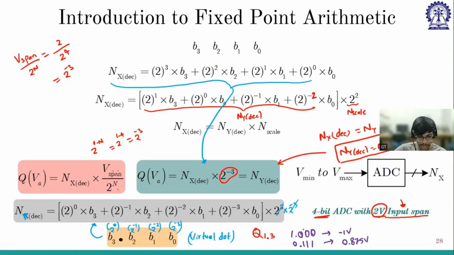If you remove the dot and substitute here, you will still get the same value. Say 0.111, which is 7 into V span by 2 to the power 4. So it is 7 by 8, sorry, 0.875. So instead of doing all this, I am forming it in such a way that I keep a virtual dot, and by directly calculating the value, I get the actual analog quantized voltage. So I am just putting a virtual dot, so I will get to know what my quantized analog voltage is at any point.